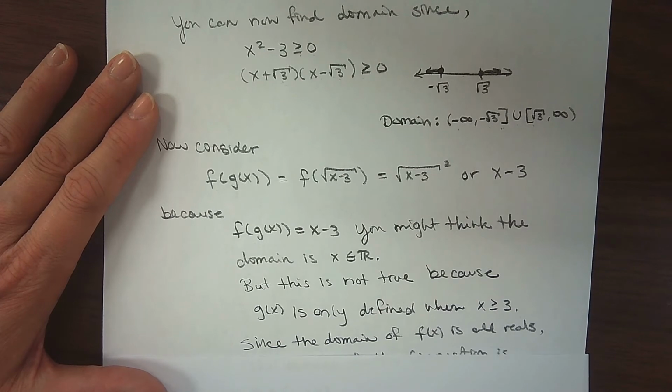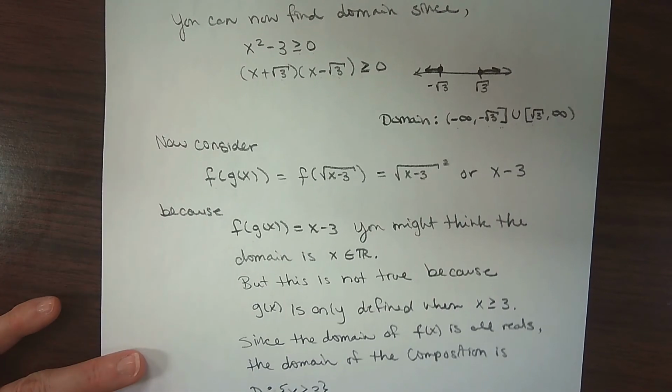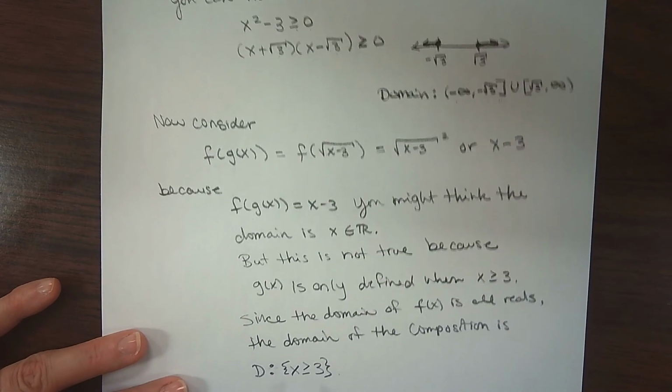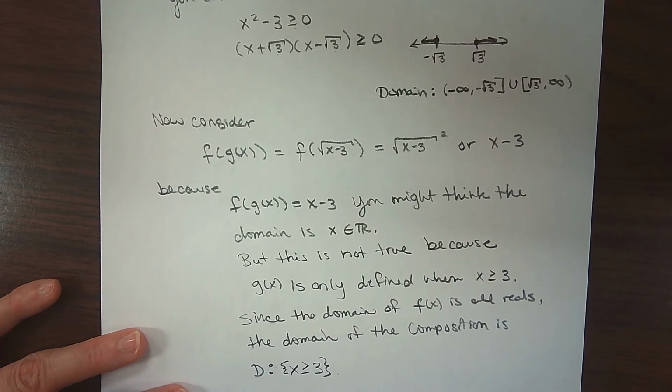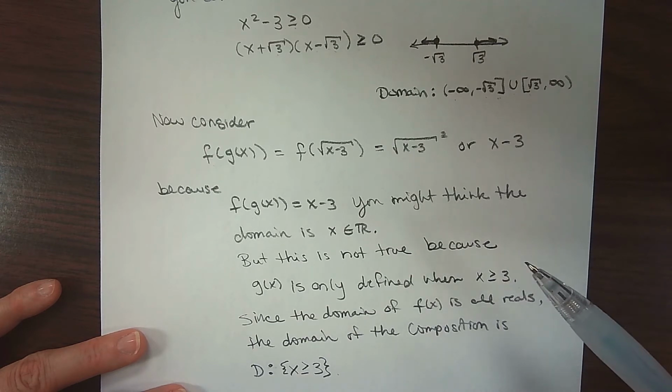Okay? Since the domain of f of x is all reals, the entire domain is just limited, as I mentioned a moment ago, to x's that are greater than or equal to 3. You do have to be careful. Sometimes you could end up with a situation where we have to further look at f of x. Maybe f of x wouldn't have all reals as its initial domain as well.